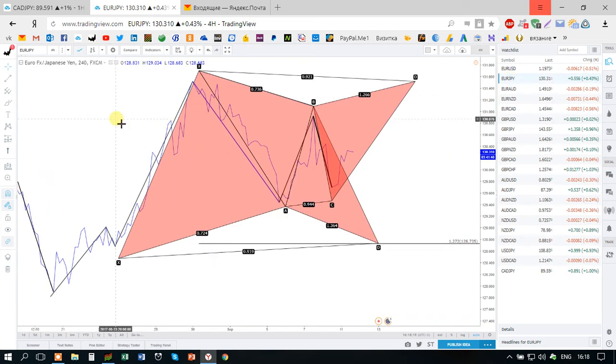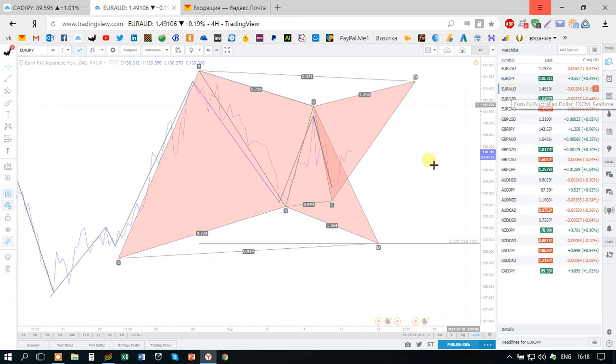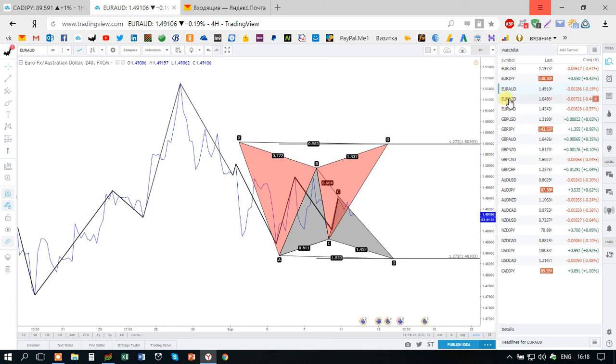Okay, Euro Yen still the same. Euro Aussie still the same. Euro New Zealand.